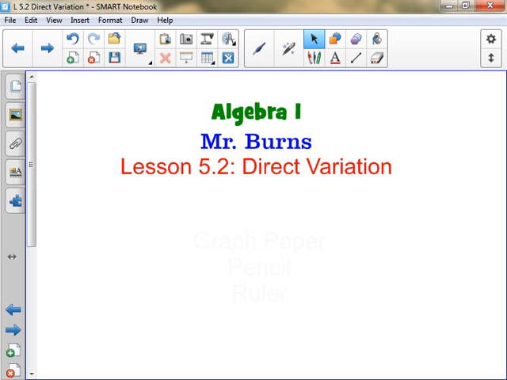Okay, lesson 5.2 is on direct variation. I'm going to go kind of quickly through this. We discussed it in class already, but this video is for those who are still a little bit confused. You're going to need some graph paper, a pencil, and a ruler to take some notes.